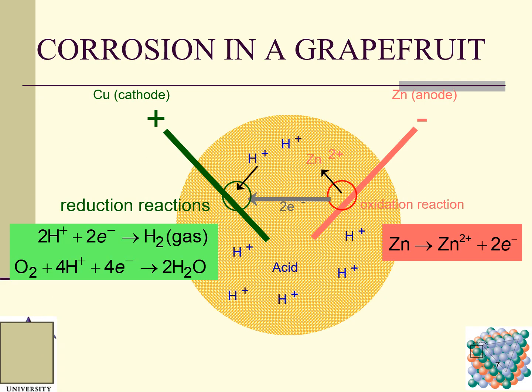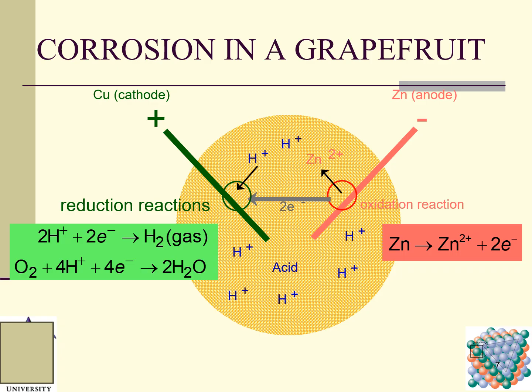And then we show this corrosion in a graph. So this is Cu as the cathode, and this is Zn as the anode. And then these are reduction reactions, and here are oxidation reactions. For the reduction reactions, we have these ions. When the ions capture the free electrons, they become atoms. Then the atoms form molecules and get gas here.